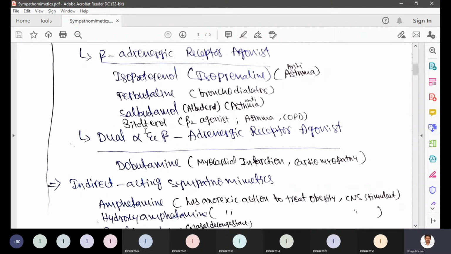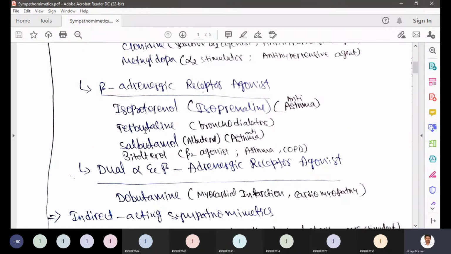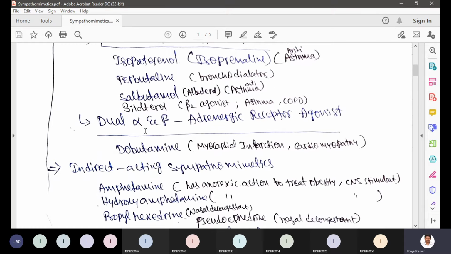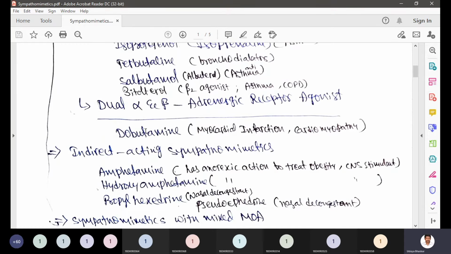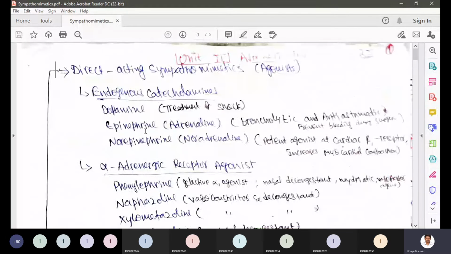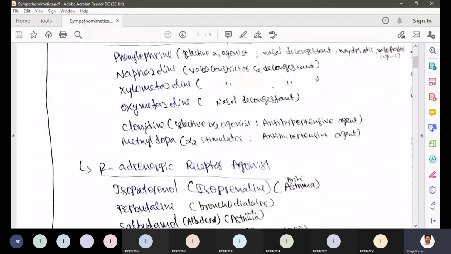And terbutaline, again butane, some amino or amido group must be there. Isoproterenol, again it is an alcohol based derivative. So these all are our assumptions just for now. Okay, we'll cross-check with our assumptions when we learn the chemical structures of the drugs. And these all are the three subcategories of direct acting sympathomimetics.